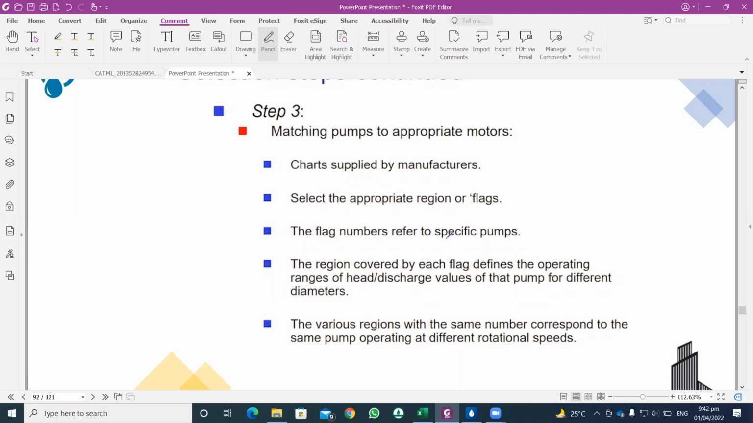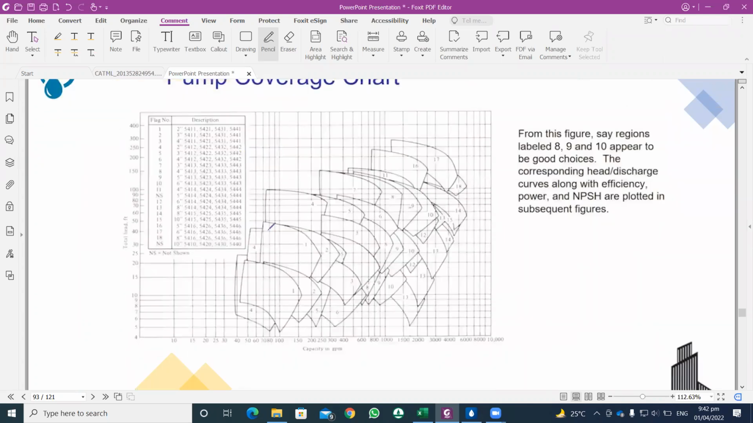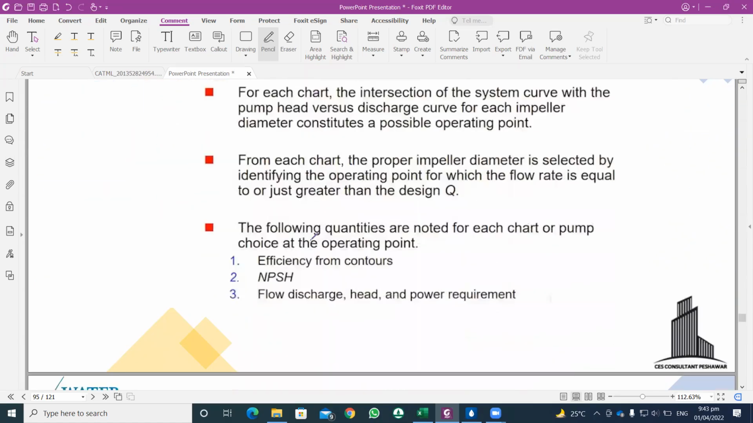It basically refers to the specific pump speed or the specific pump. The region covered by each flag defines the operating range of head and discharge values of that pump. The various regions with the same number correspond to the same pump operating at different rotational speeds. So this is basically the total head and capacity curve. What you do is draw a system curve, and based on that you take the different flags, and based on those flags you select the appropriate pump.